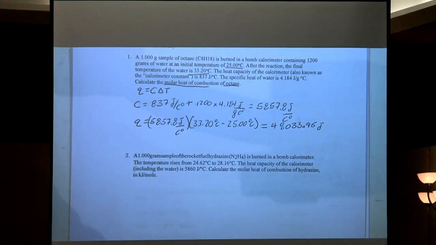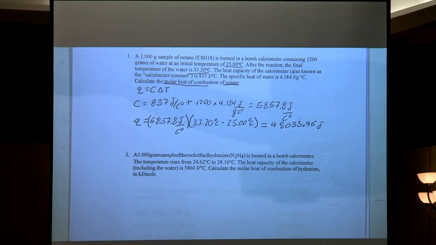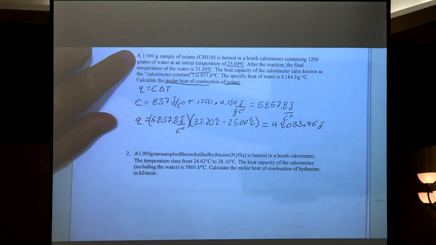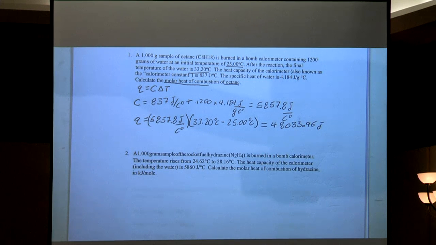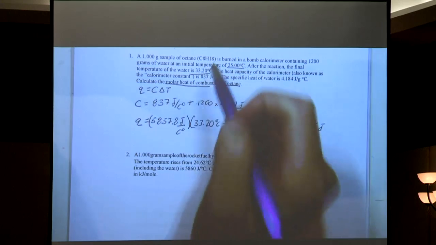All right. Back to the question. The question's looking for the molar heat of combustion. How much of the substance am I burning? One gram, given in the question, a 1 gram sample. It's looking for the heat of combustion per 1 mole of the substance. So now I have to figure out how many moles of the substance I have, because we found the Q for the reaction, but we only burnt 1 gram. So let's figure out what's the molar mass of C8H18?